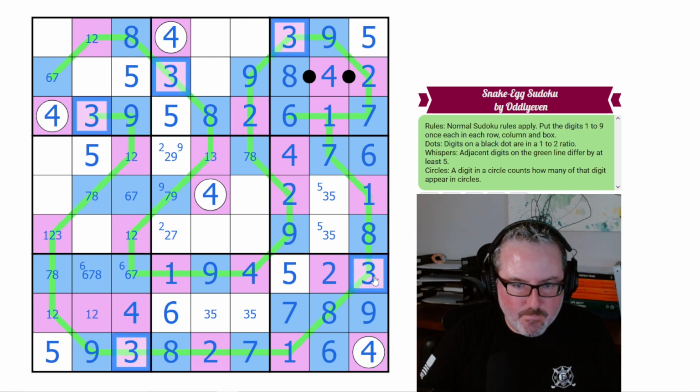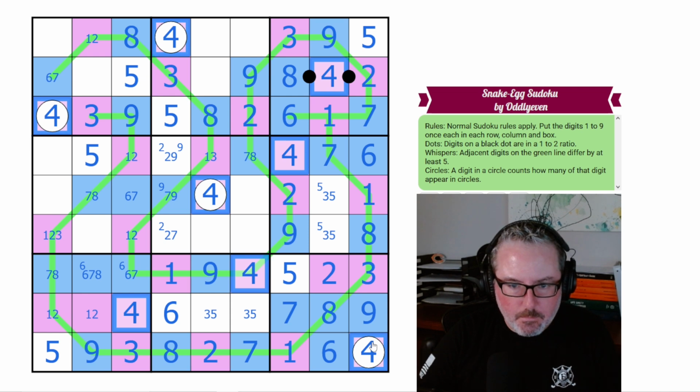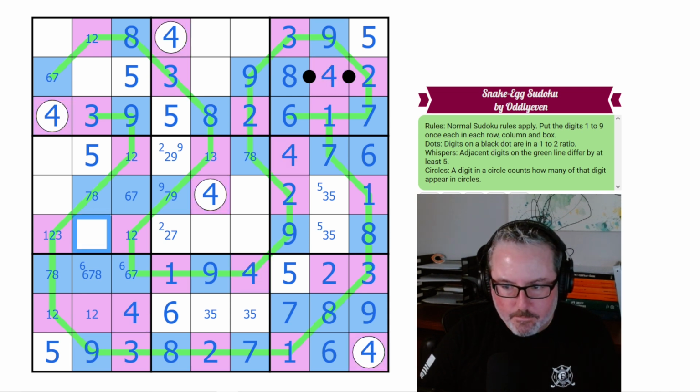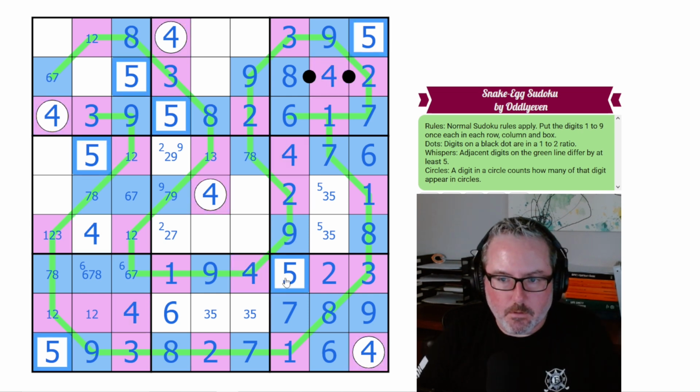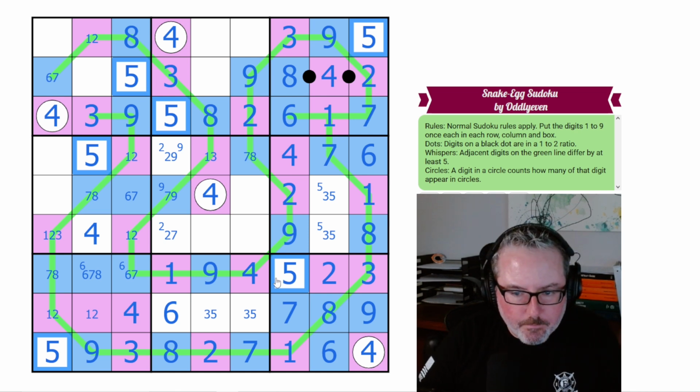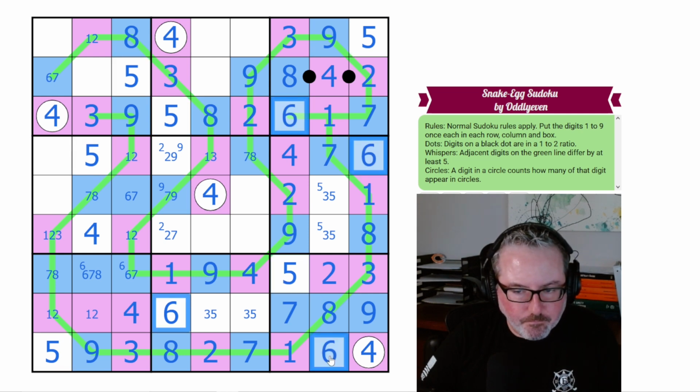3s. I'm not seeing much there. 4. We got quite a bit of 4s. Maybe that's okay. So we do have a 4 here. Those are all of our 4s. Okay, so that was one left over, which is good. 5s, we don't have enough yet to get anything further.